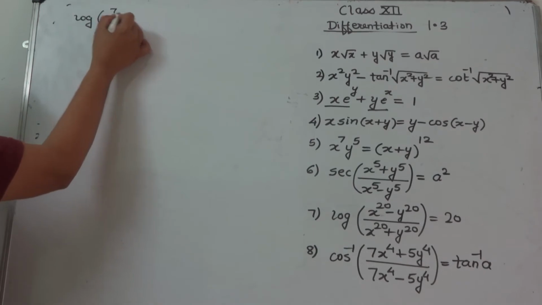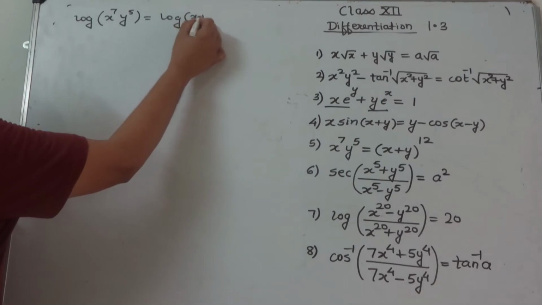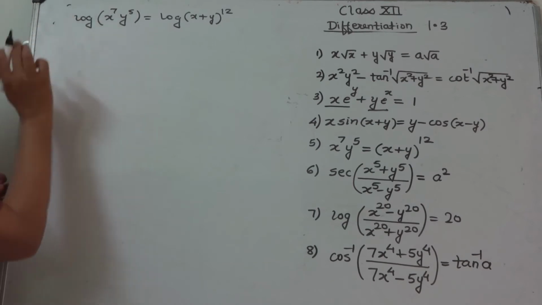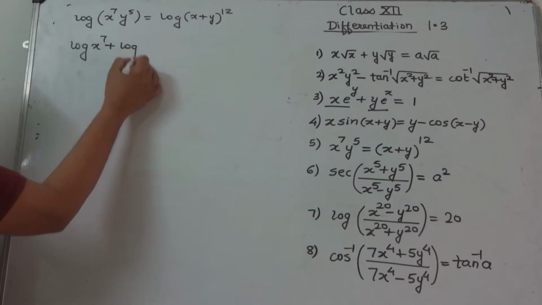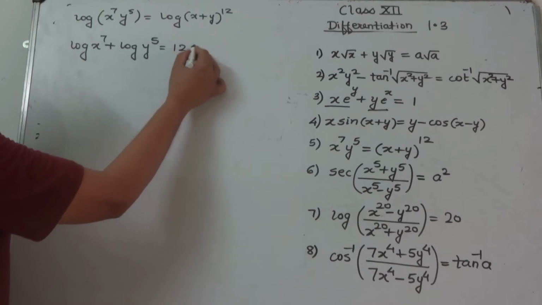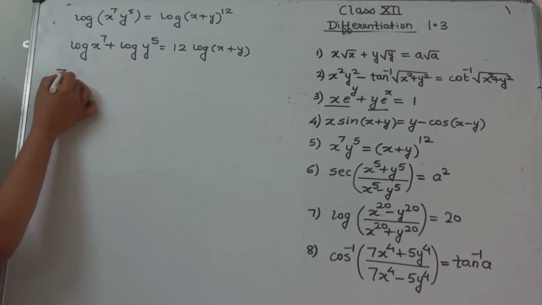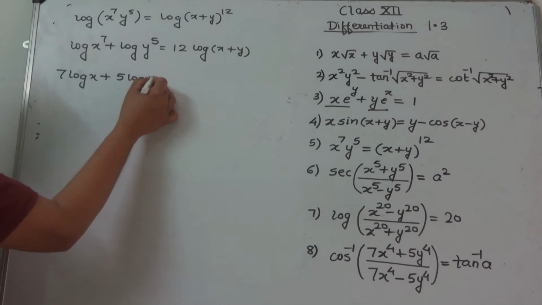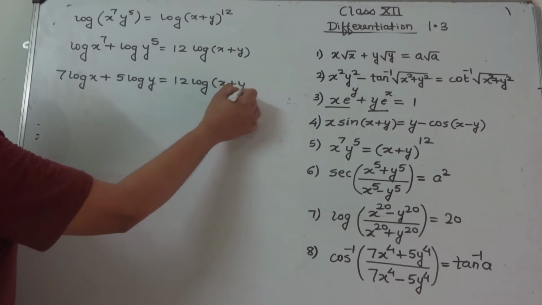Log of x raised to 7 y raised to 5 equal to log of x plus y raised to 12. Now students, using the formula of log, we get log of x raised to 7 plus log of y raised to 5. Log m raised to p is p log m. So 12 log of x plus y. On the left hand side also we can write 7 log x plus 5 log y is equal to 12 into log of x plus y.